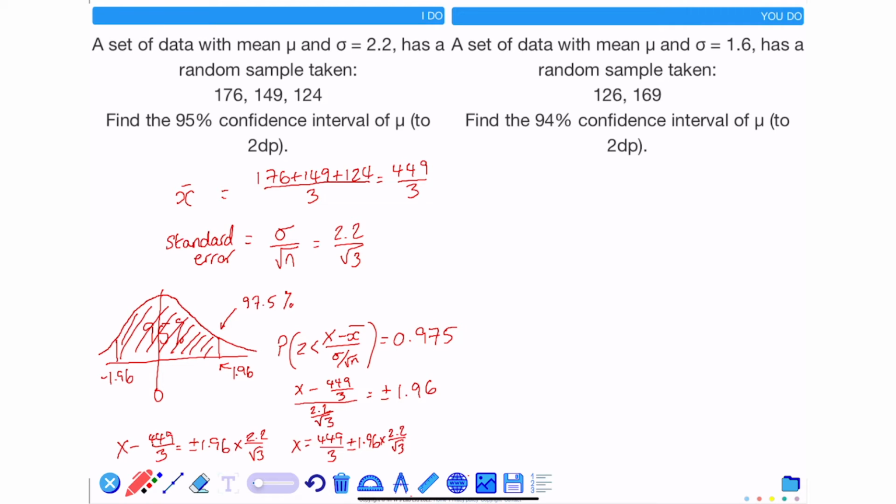Grabbing a calculator and typing these in, x can now be 147.18 to 152.16. This is my confidence interval. Pause the video here and have a go at the question on the right hand side. When you're ready for the answer, press play.